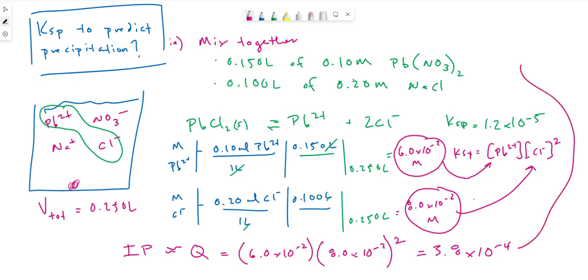I'll just make some room up here. In this case, we want to compare it to our KSP, and so it shows that IP, which we'll just say is Q, is about 1 order of magnitude greater than what our KSP was. So what does that mean for where our equilibrium lies? Well, it means that we have more ions in solution than what K would dictate at equilibrium. And if we have too many of these lead and chloride ions so that it exceeds K, then that means the solid will form, and we will end up with something that forms on the bottom of the solution.